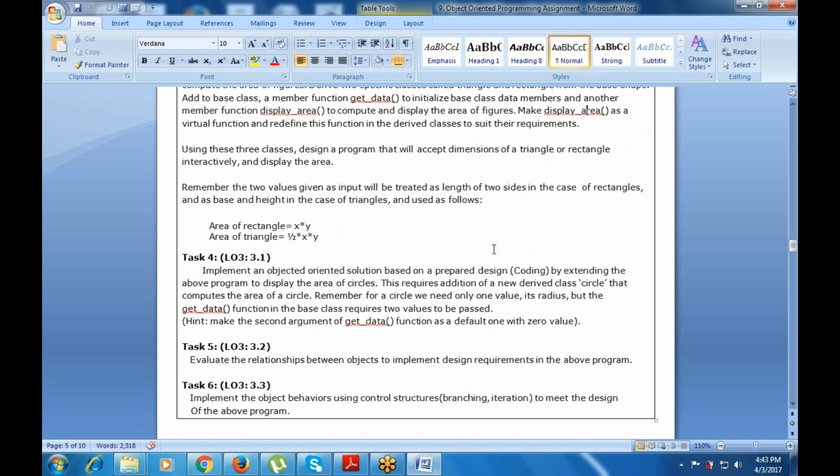Okay, so any doubts? No, sir, I just wanted to know. What is the relationship between the objects? This object is created for this function. This object is created for this function. So what is the relationship between the objects? Okay, sir. All right. Any other doubts? No, sir. Okay.